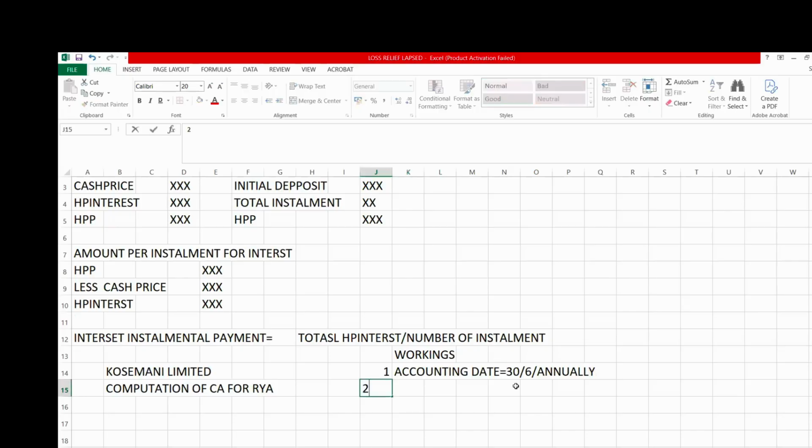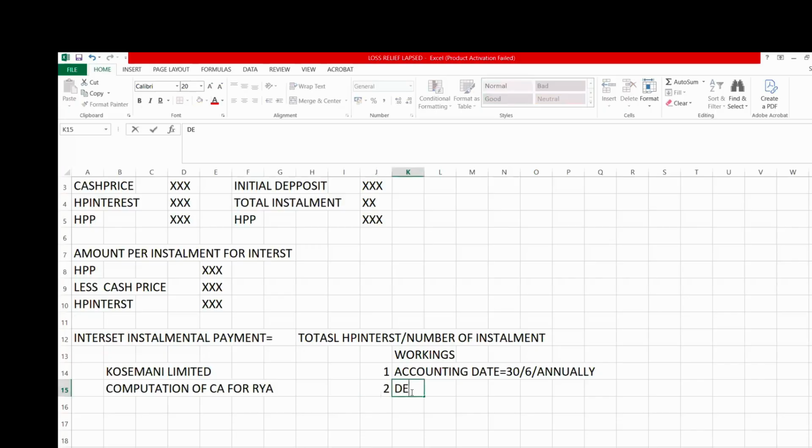After the accounting date, I need to get information relating to the hire purchase price. In this question, we have been given the hire purchase price straight away. If you look at the question, we are told that the hire purchase price is 300,000 and the hire purchase interest rate is 10%.